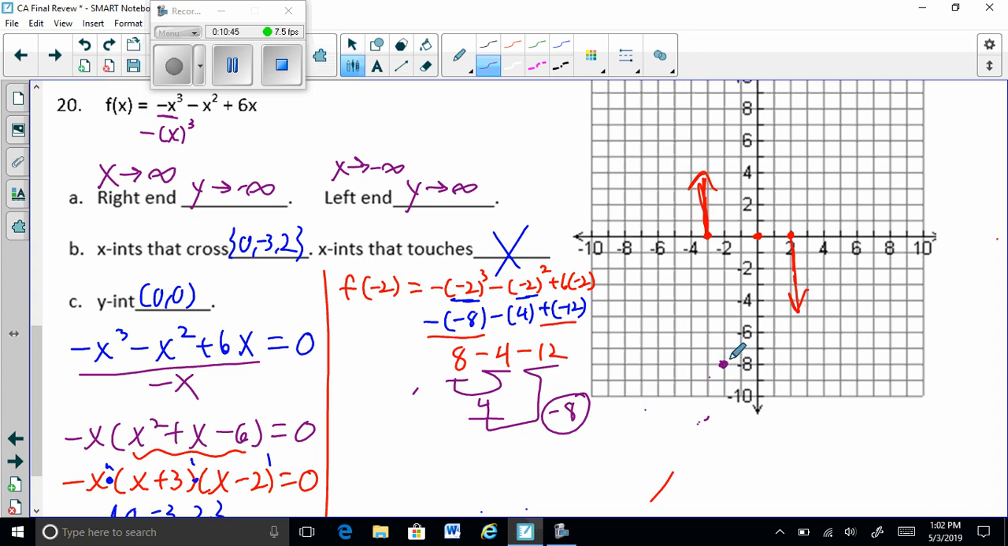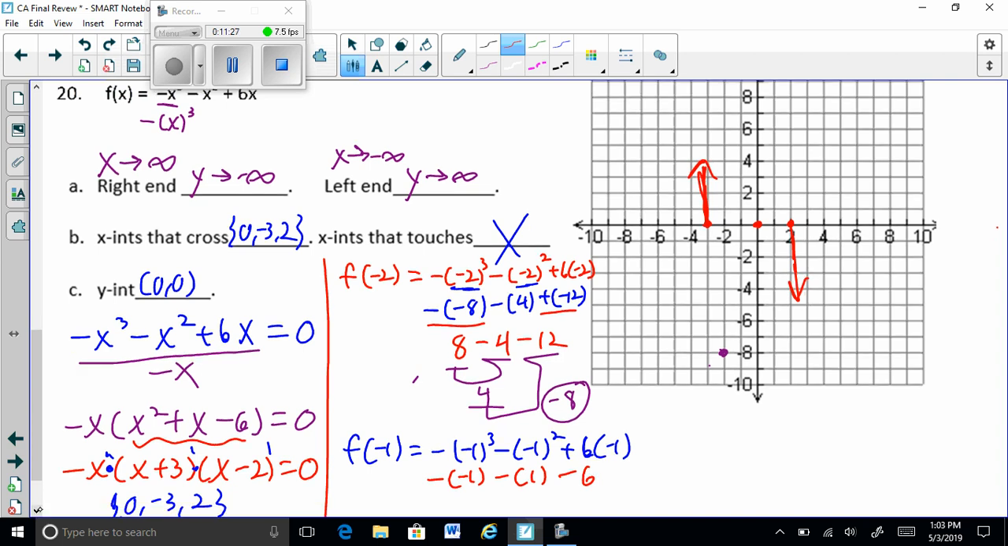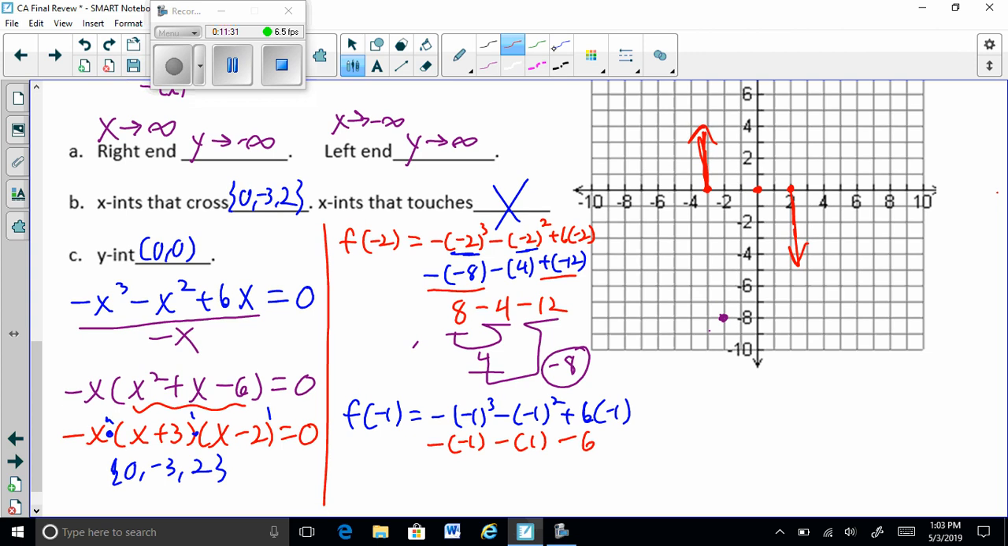Now we'll figure out f of negative 1. You're going to have negative, then negative 1 to the third power, minus negative 1 squared, plus 6 times negative 1. Let's work that out. You're going to have negative 1 minus 1, and then this will turn into a minus 6. That double negative turns to positive 1, minus 1, minus 6. If you do all that together, you get negative 6, down right here at negative 6.